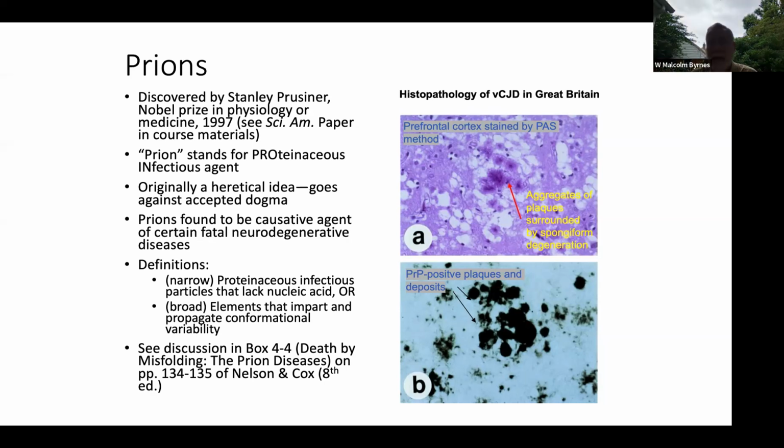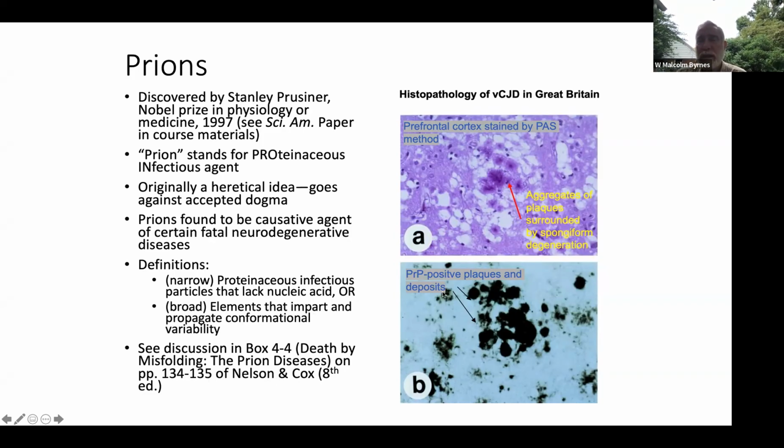More broadly, they are elements that impart and propagate conformational variability. So we can then begin to look for prions more broadly and identify certain diseases as actually being prion diseases. For more information, you can look in box 4-4 of your textbook, titled Death by Misfolding: the Prion Diseases, on pages 134 to 135.